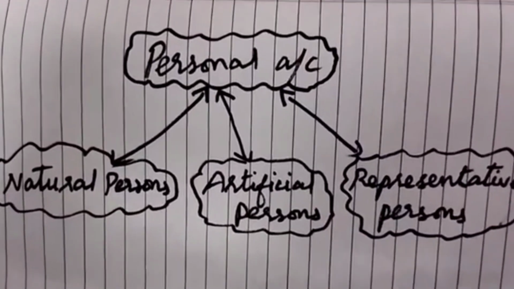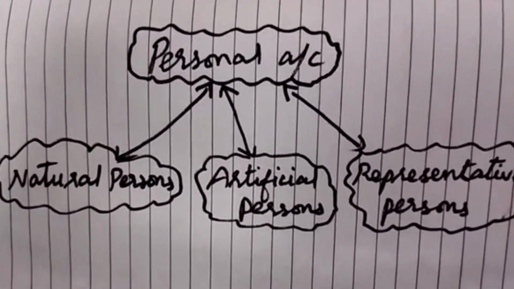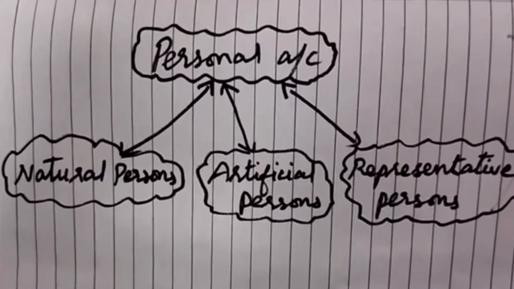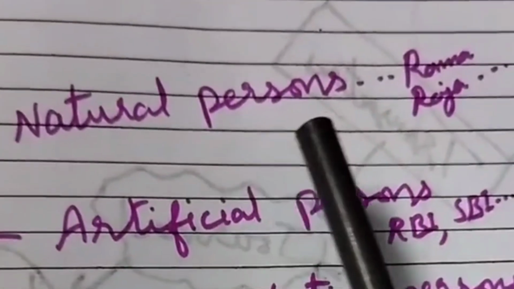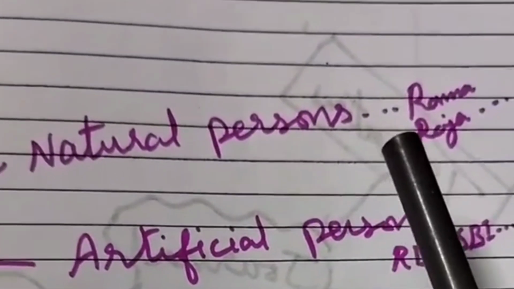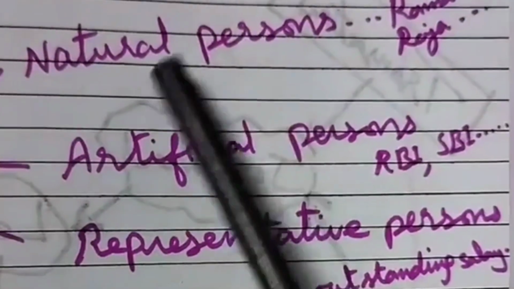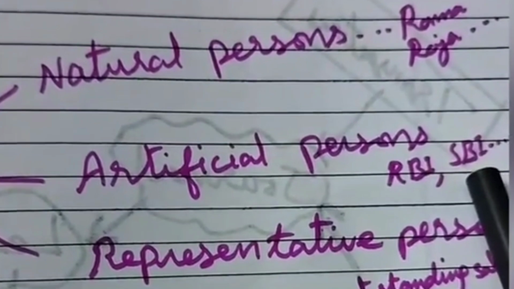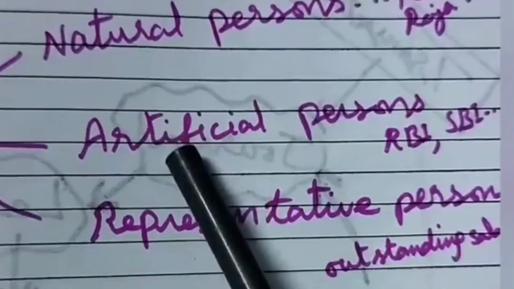Personal account is divided into three. They are natural persons, artificial persons and representative persons. Now we can see one by one. Natural persons means there is Raja, Rama, any names. All the names will come under natural person. Then artificial persons means RBI, SBI, then IOB, like that. Some institution names and all come under artificial person.